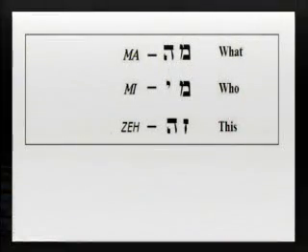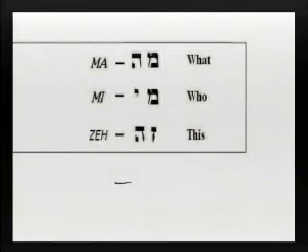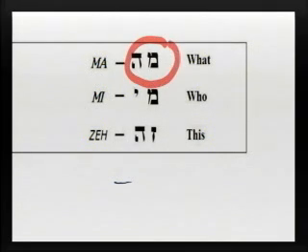Let's move to three new words: ma, mi, and ze. Number one is ma. Ma means what? The second one is mi. Who? Mi, who? And another one is ze, that we can use for anything. Ze means this.